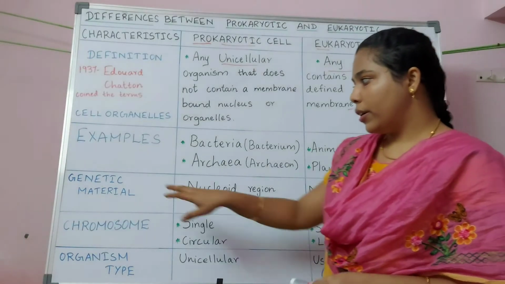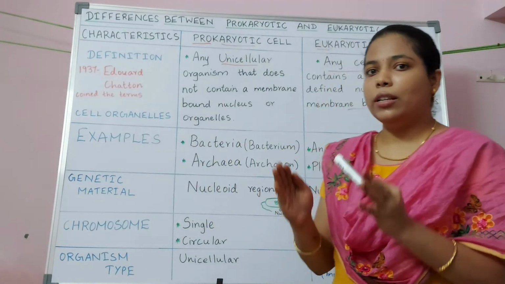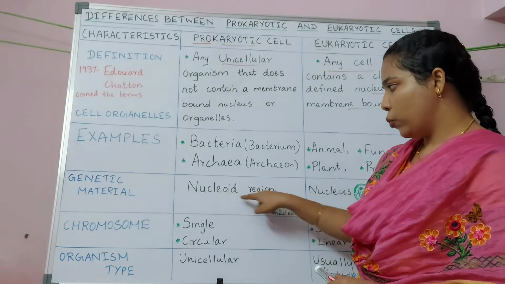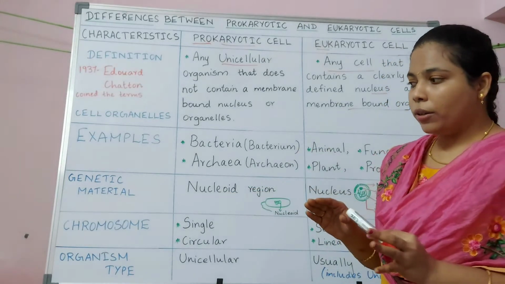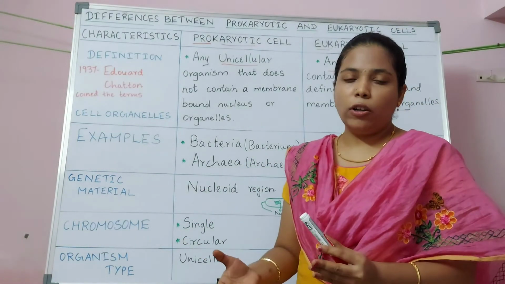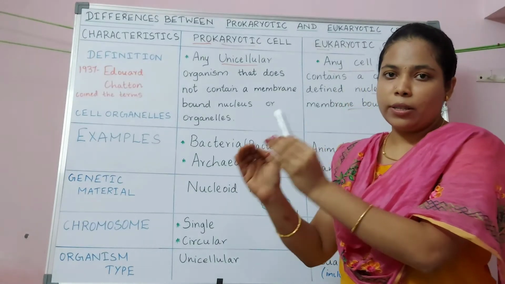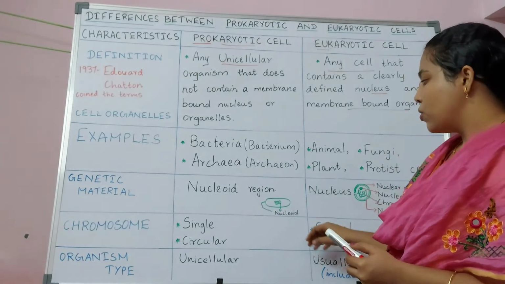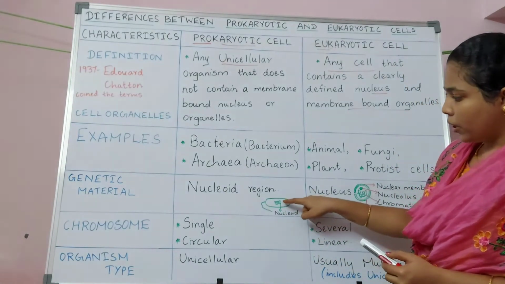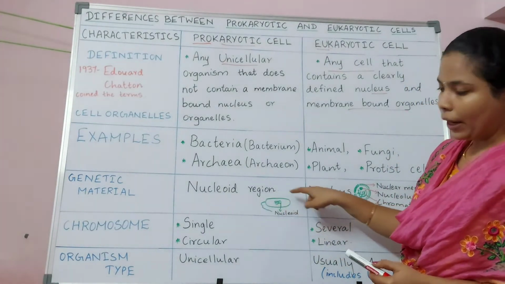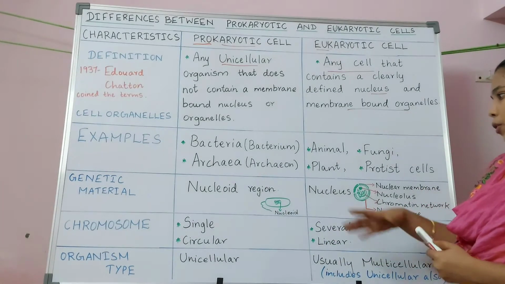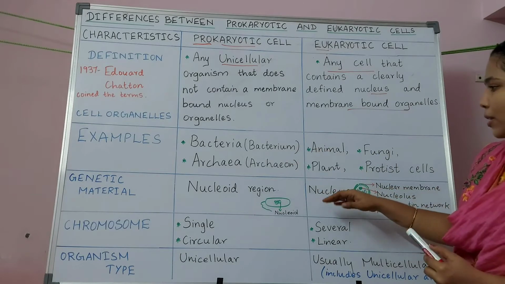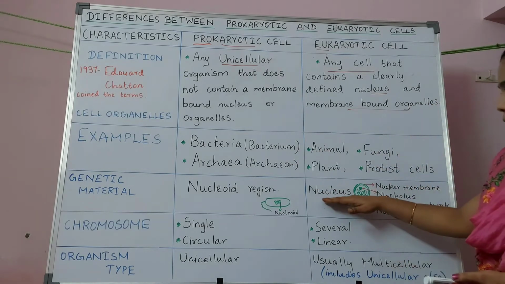Moving on to genetic material, the genetic material is present in the cytoplasm in a region called nucleoid. Nucleoid is not a different organelle, or any separate space. It is just a place where the genetic material is present. This is how a nucleoid will be present in a bacterial cell. And moving on to eukaryotic cell, the genetic material is present inside a structure called nucleus.